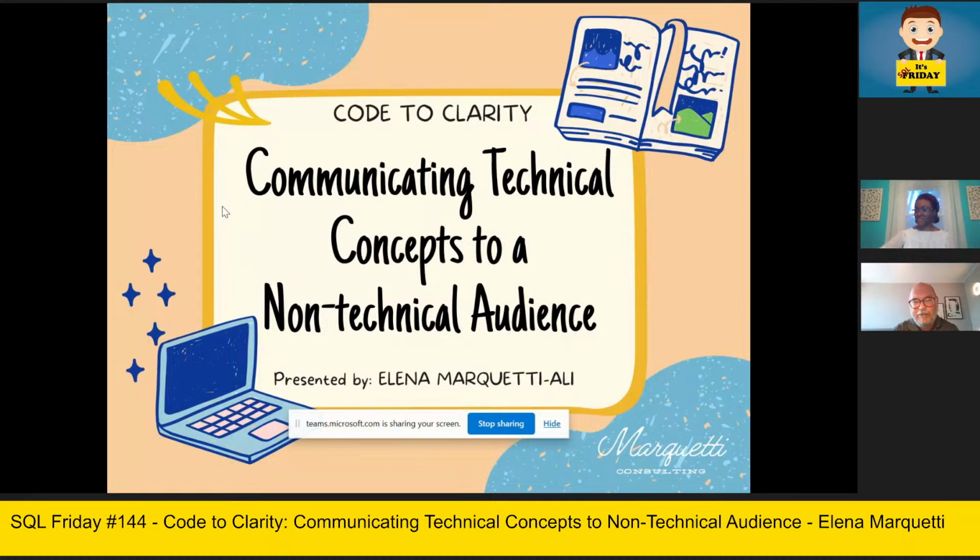The topic is communicating technical concepts to a non-technical audience, and I think most of the attendees are probably techies, and we all can kind of relate to the topic, that you have a business person who you need to sponsor a project, and you know that it's going to be amazing, it's going to be good for the company or the organization, and if you don't do it, the result's going to be bad if you don't get the funding for it. But then to try to explain it to someone who is not technical is not always that easy. So I look forward to joining you today, Elena.